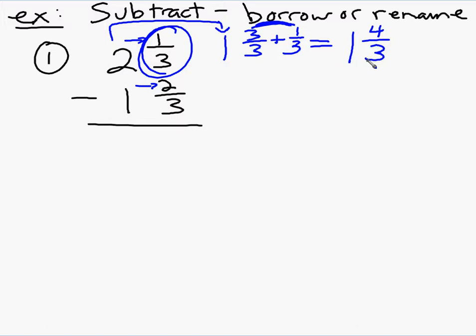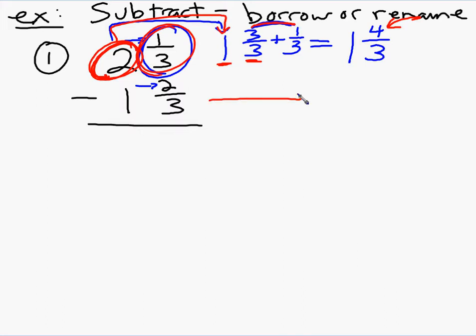Okay? So let's review what I did. We're going to finish the problem in a second. I went to this 2, I took 1 off of it and made it 1. And I said, okay, 2 pies is the same thing as 1 3/3 pies. All right? But I already had a third here, so I had to add it to the 3/3 I already had. So now I have 1 4/3.